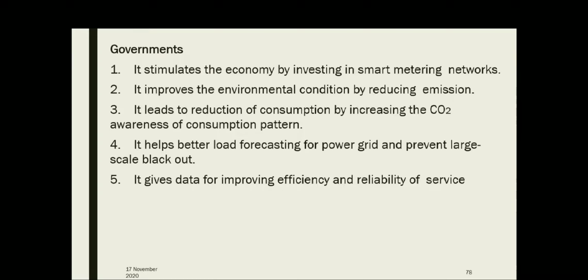Then let us discuss, once we are introducing a smart energy meter, you can introduce different types of tariffs also, because we are continuously monitoring the energy consumption. You can introduce dynamic pricing. So what is dynamic pricing?